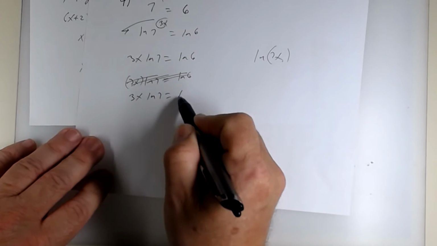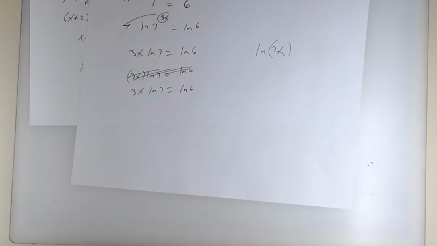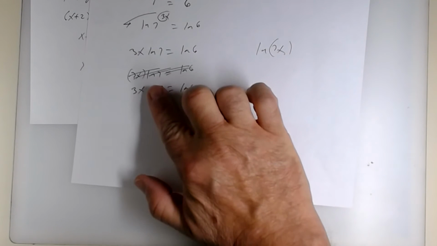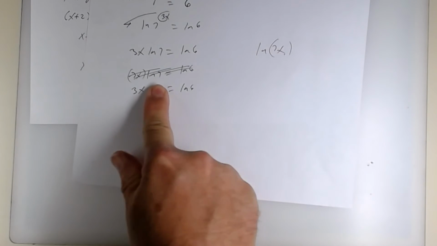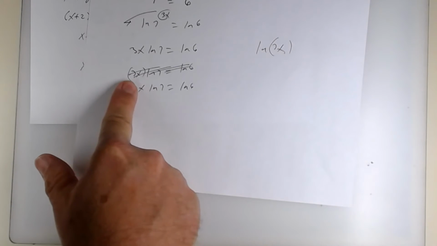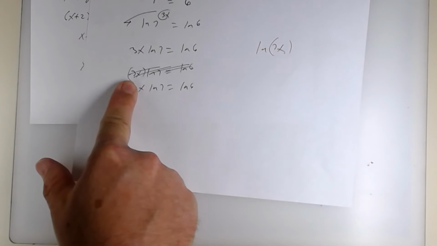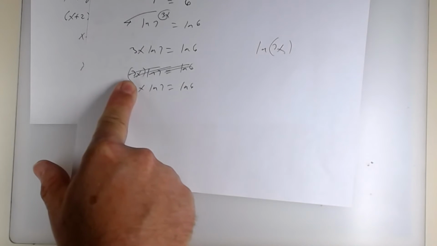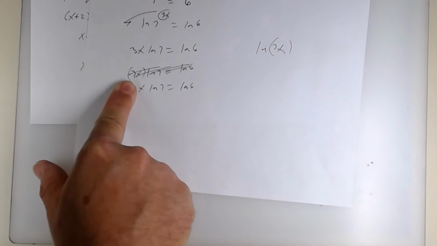And the reason for that is the next step, you've got to get x by itself, correct? All right, so remember, if I cover this part up right here, how would I get x by itself? Divide by 3. If I cover this part up here, how do I get x by itself? No. You're still multiplying, right? Divide by ln 7, the natural log of 7.